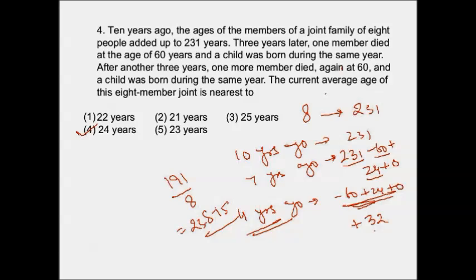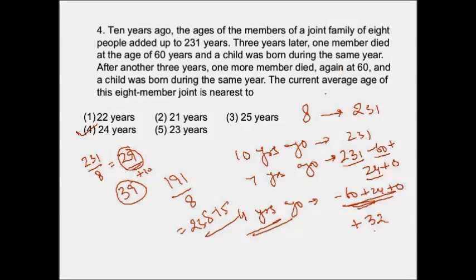Now let us look at another approach for this question. 10 years ago the total age was 231. So can I say that the average age 10 years ago was somewhere around 29? It was 28.875 to be precise. So let's take it 29. 29 was the average age 10 years ago. Had nothing happened, that means this member would not have died, the child would not have been born, again this average would have become 39 today. 29 increased by 10 would have become 39.